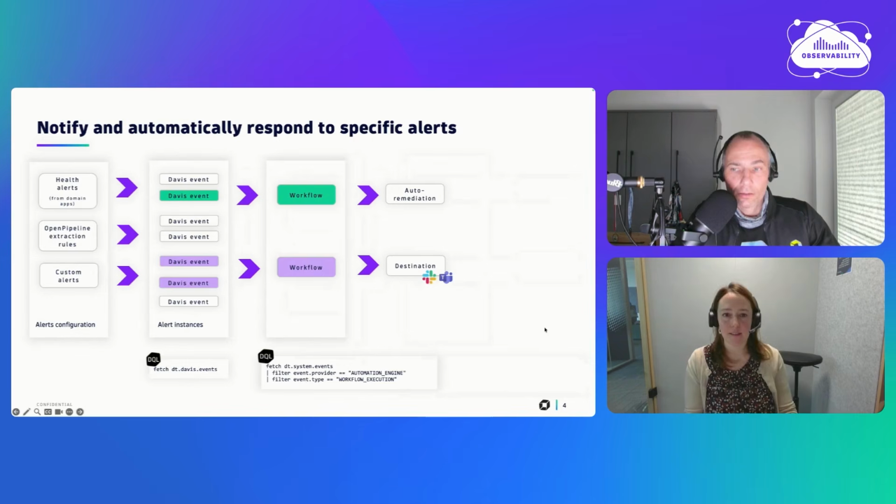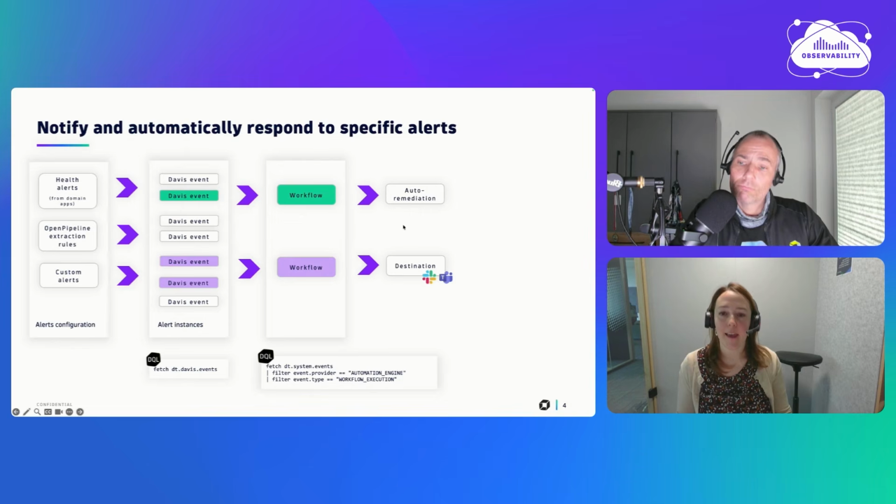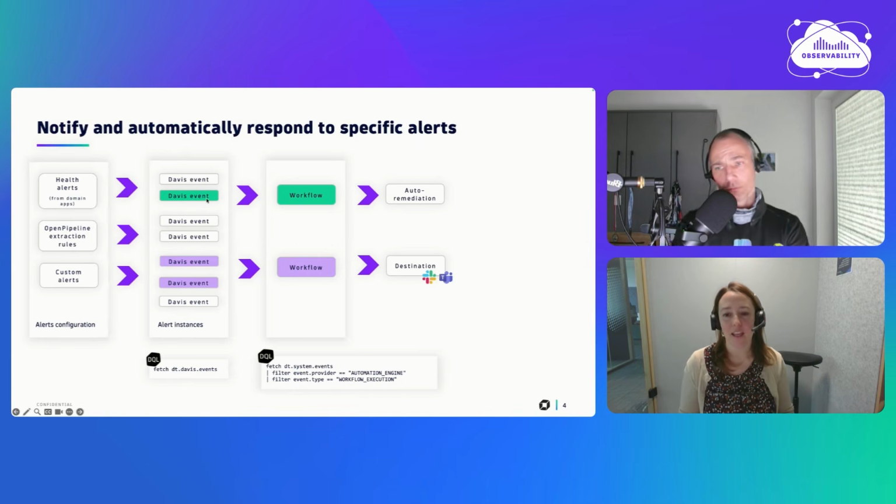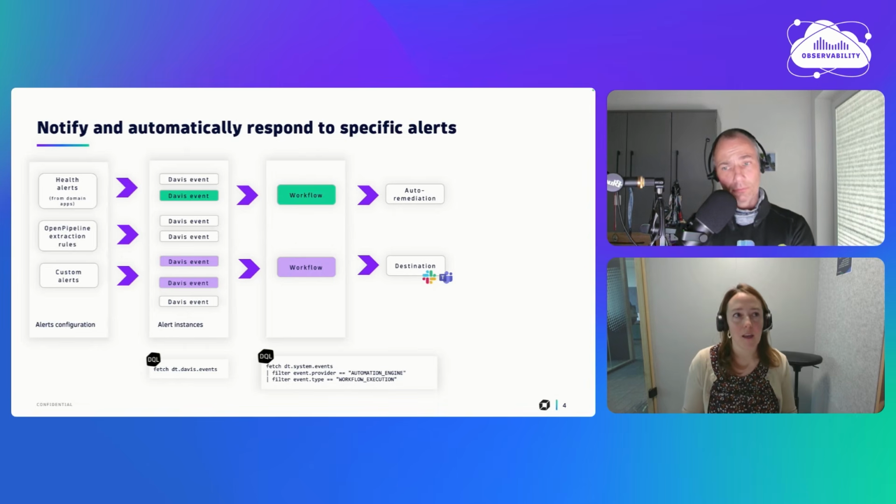There are some cases where you might want to notify or automatically respond to specific alerts, and I wanted to briefly explain. So if we go back to the same graph, just a bit different, we have those Davis events, the alert instances. And maybe you have a very, very specific alert instance. For example, disk is starting to be full, something like storage capacity management. So it's more like a warning, and not yet a problem.